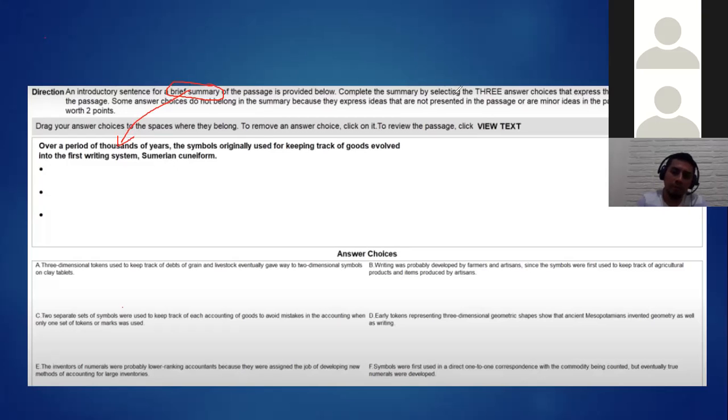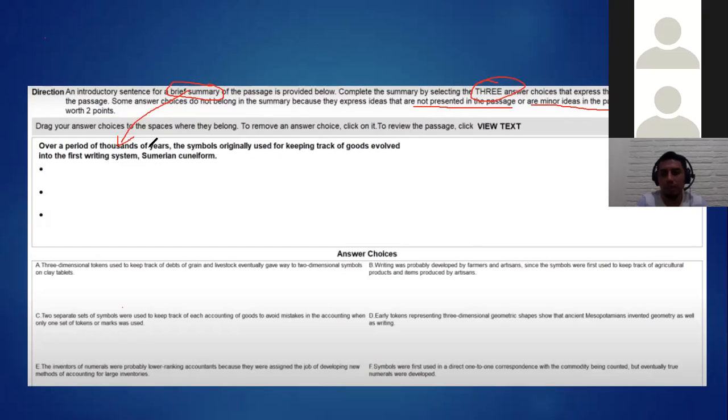Complete the summary by selecting three answer choices that express the most important ideas in the passage. Some answer choices do not belong in the summary because they express ideas that are not presented in the passage or are minor ideas in the passage. Es decir, no tiene mucha importancia. Okay. Very good.